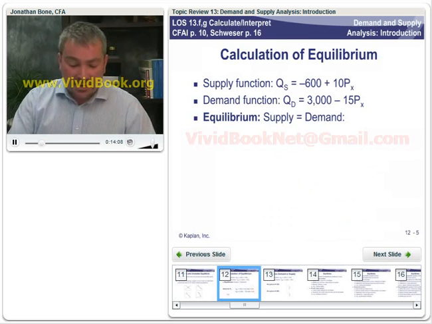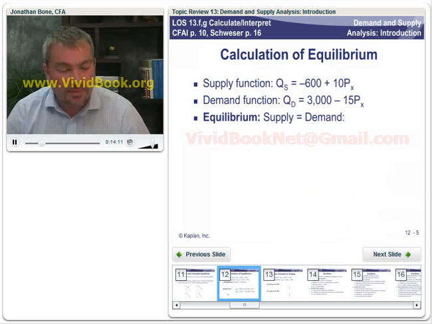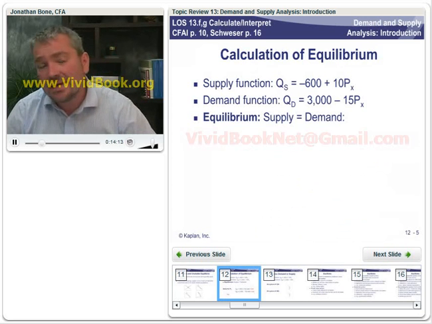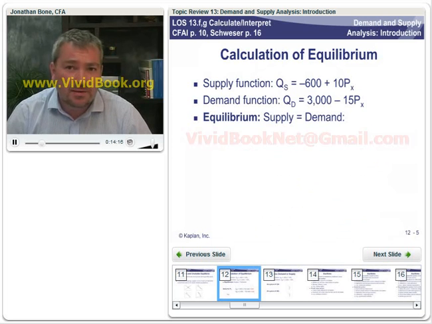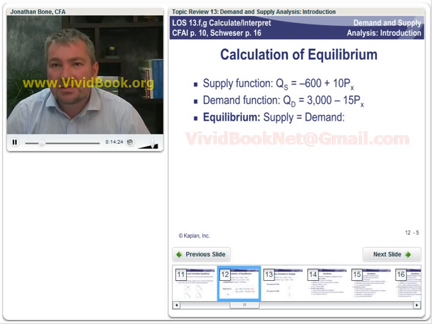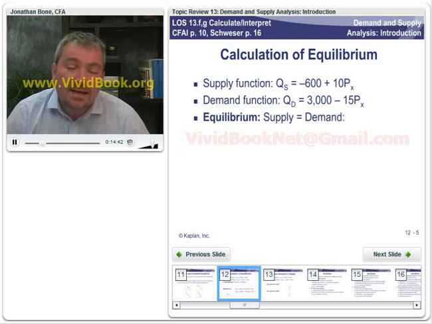Now, our next LOS asks us to be able to calculate equilibrium, so we need to be able to do that. We've just said equilibrium is where supply equals demand. So if we've got a supply function, here we have quantity supplied as a regression equals an intercept of minus 600 plus the slope coefficient of 10 times Px, and a demand function has an intercept of 3000 and a slope coefficient of minus 15 Px. Notice that the slope coefficient is positive for the supply function because as prices rise, firms want to supply more, but negative for the demand function because as prices rise, people demand less.